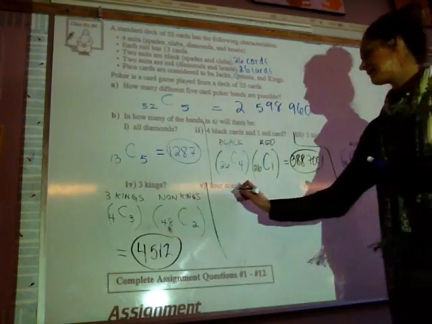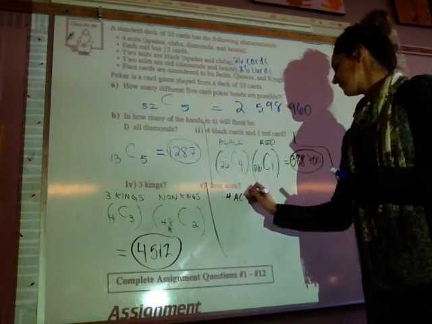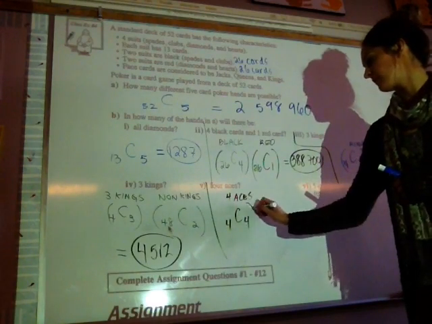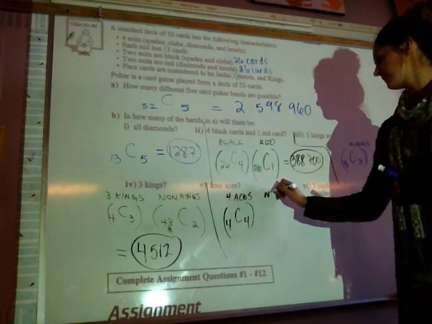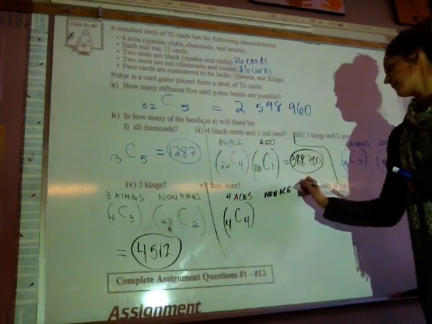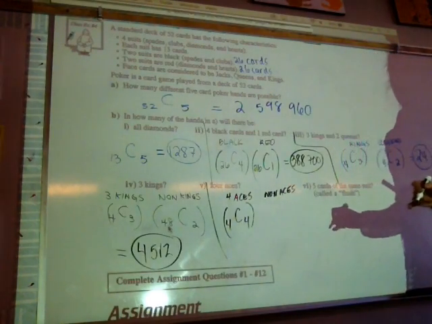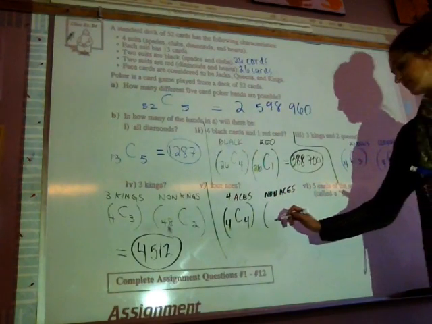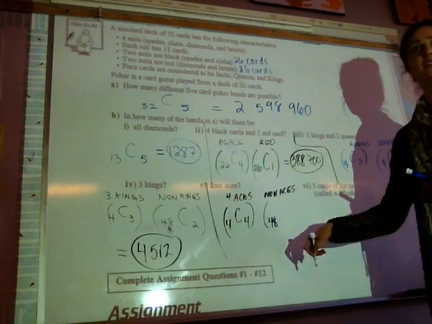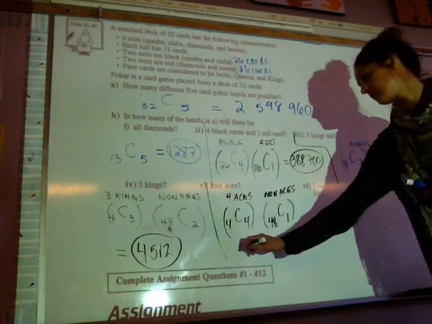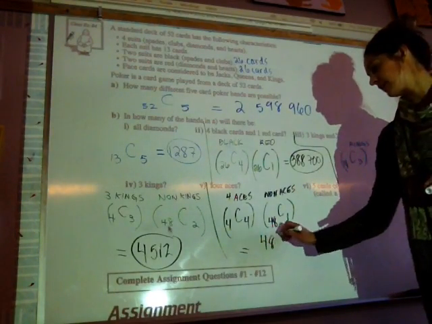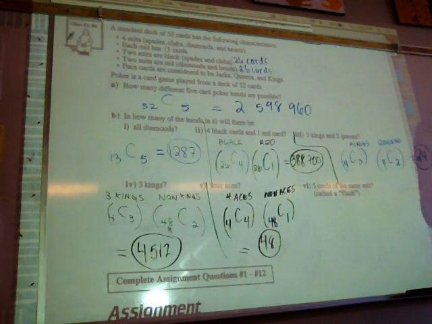Right, 4 aces. Well, there's 4 aces in a deck. We're going to choose all 4 of them. It's a good hand. Yeah, that's a great hand. How many cards are left? 48. How many more do I need? Just 1. You should have 48 different ways.